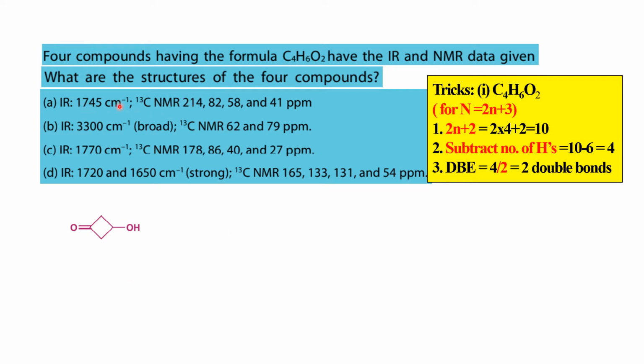And see here, C double bond O is there. So 1745 shows C double bond O is there. A carbonyl group is there. Here also it shows a carbonyl group is there. But see 82, 58 and 41 show this is directly attached to the oxygen atom. This 82 and 58 shows it's directly attached to the oxygen atom. Above 50, nearly 60 to 80 range, you know, that is the carbon which is attached to the oxygen atom only. Here there is no oxygen atom which is not attached to a carbon.